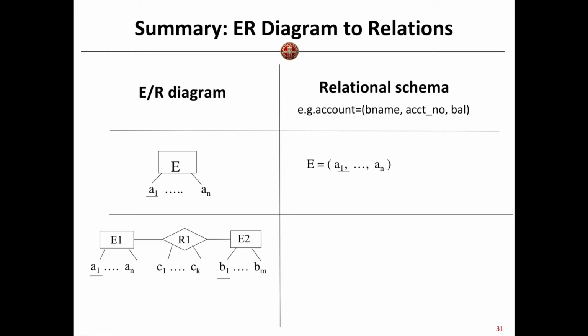Then this one will show the translation of the relationship R1. R1 is a many-to-many relationship. So E1 is an entity, E2 is another entity. A1 is the key of E1, and B1 is the key of E2. C1 to CK are the attributes of the R1 relationship. Then we can do the translation of the relationship R1 into R1. We cover A1, B1 as the key attributes inside it by borrowing from this annotation, right? And we can also have C1 to CK as the descriptive attributes of the relationship. So this is a many-to-many case.